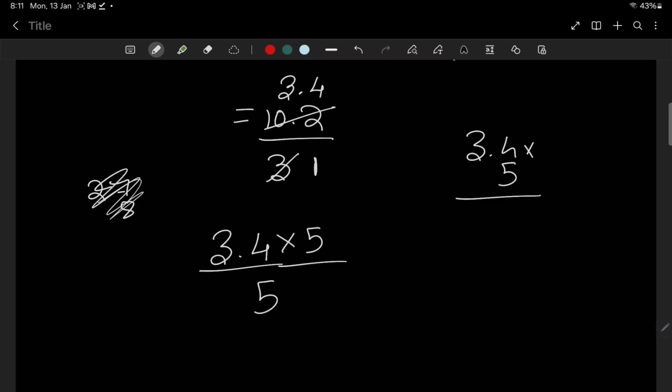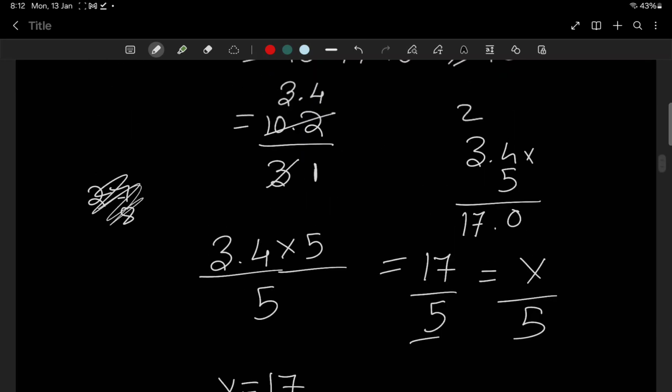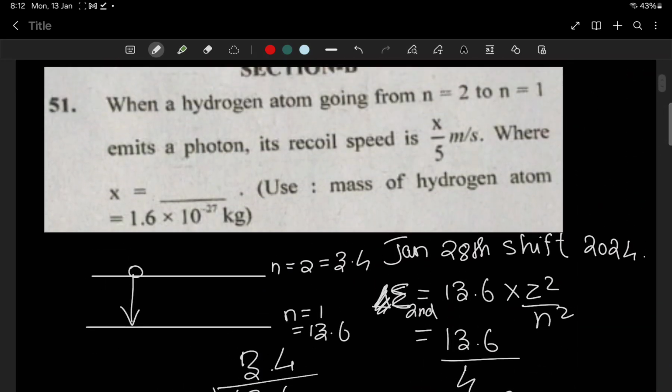3.4 itself, right? 3, 1, 12, 4. 4 itself. 20. 5 3s are how much? 15, 16, 17. Yeah, I told it's 8. What a foolishness. 17 by 5. So it is x by 5. Therefore, x equal to 17. So this question I took a long time because I went wrong by substitute. This mistake everyone can get. Okay, now this question is over.